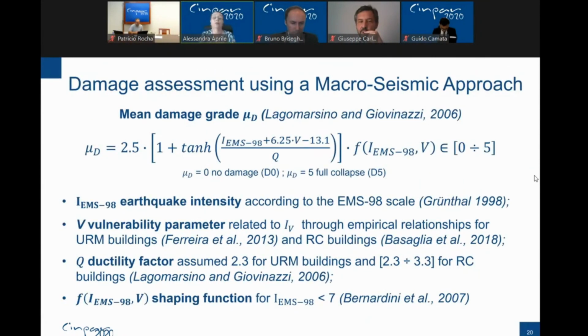Damage assessment is performed by using a macroseismic approach, and the mean damage grade is computed following the formulation by Lagomarsino and Giovinazzi. As you can see from the equation, the mean damage grade depends on the earthquake intensity according to the EMS scale, on the vulnerability parameter that is related to the vulnerability index through empirical relationships defined in the literature, and a Q ductility factor that is also known from the literature. And finally, a shaping function F that is used for earthquake intensities lower than 7, as suggested by Bernardini. The mean damage grade ranges between 0 and 5, where 0 means no damage and 5 means full collapse.